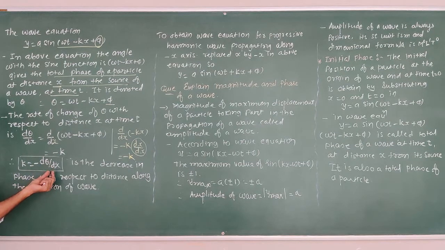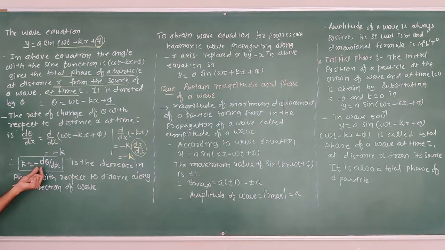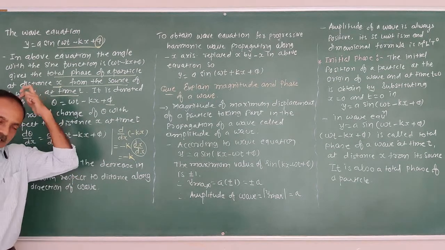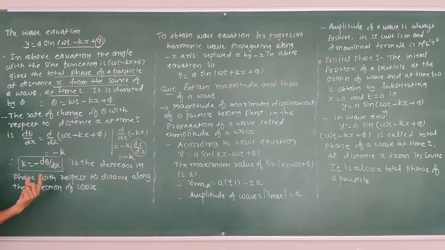Now, d theta by dx. What is the meaning of this derivative of phase with respect to distance? There is the negative. Therefore, it is the decrease in phase with respect to the distance along the direction of propagation of a wave. Already we have the definition of k, the wave vector. The decrease in phase with respect to distance along the direction of the propagation of a wave is known as the wave vector. Therefore, that is represented by k. k is equal to minus d theta by dx.